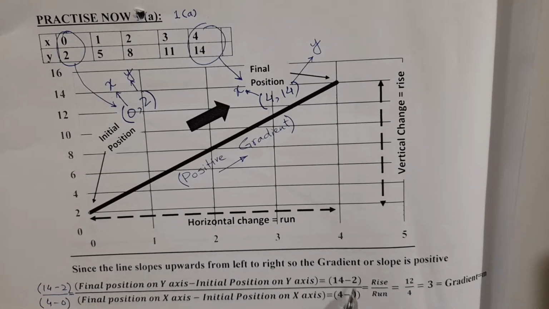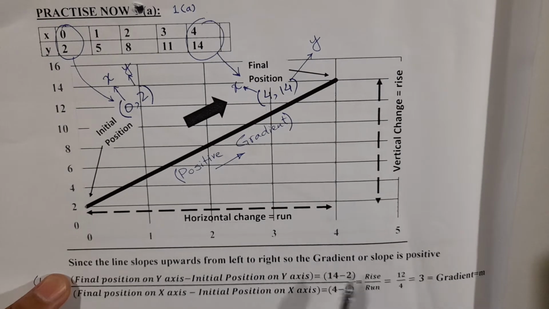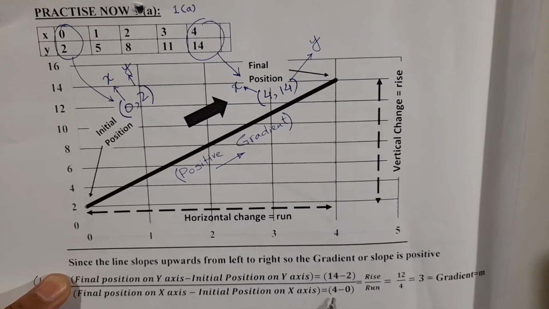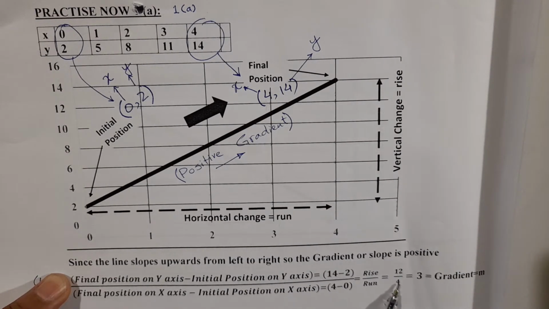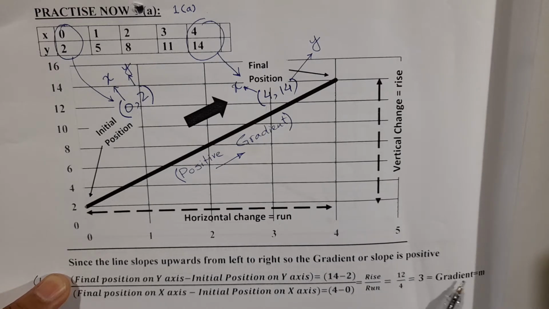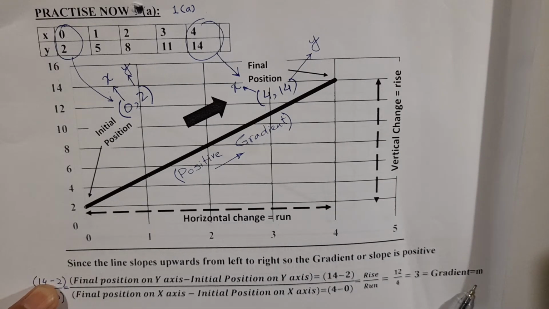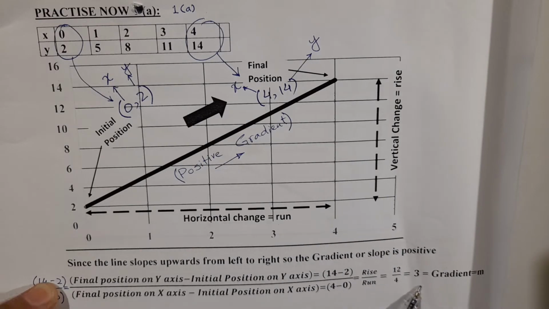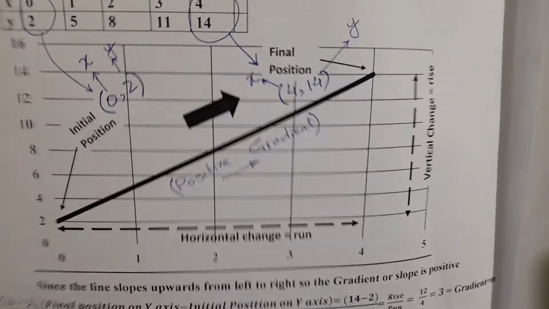So 14 minus 2 is 12, and 4 minus 0 is 4. 12 divided by 4 is 3. The value of the gradient, m, is 3. Moving on to the next practice.